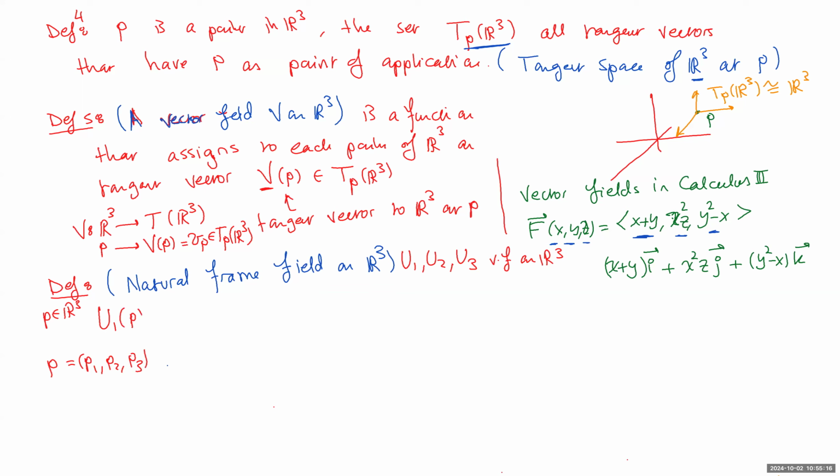So what's the most natural way to assign a vector to this point? U1 at P is (1, 0, 0) at P. U2 of P is (0, 1, 0) at P. Finally, we have U3 of P as (0, 0, 1) at P. So what does this say?